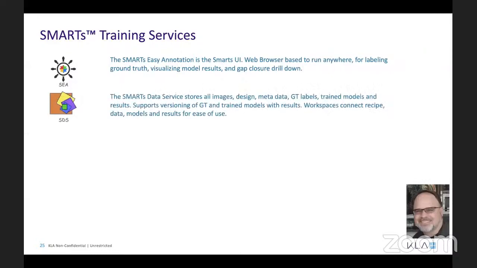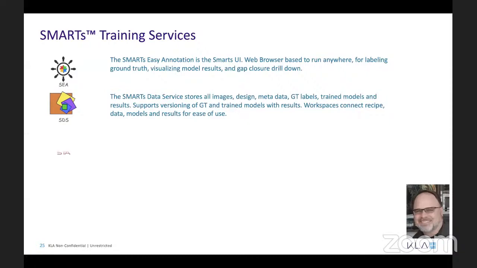We've got the database, which is used to store those images and labels. Once you've spent valuable user time labeling some data, you want to store that to train models and be able to reuse that for many model trainings. And this also supports the capability of saving some recipe parameters in order to get a good model from this data. Saving the models, the results, everything that it would be useful to look at and reuse in the future gets archived here.